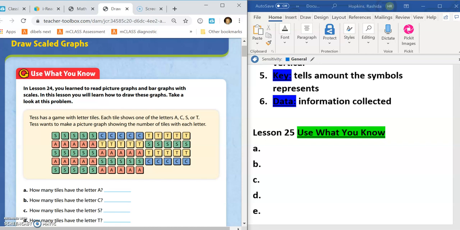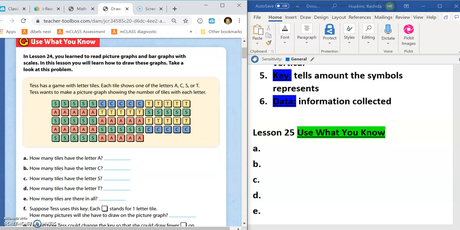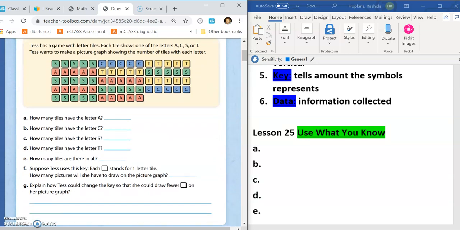Tess has a game with letter tiles. Each tile shows one of the letters, A, C, S, or T. Tess wants to make a picture graph showing the number of tiles with each letter. I want you to take about 3 to 5 minutes and answer questions A through G by using the graph above. Your first question, how many tiles have the letter A?